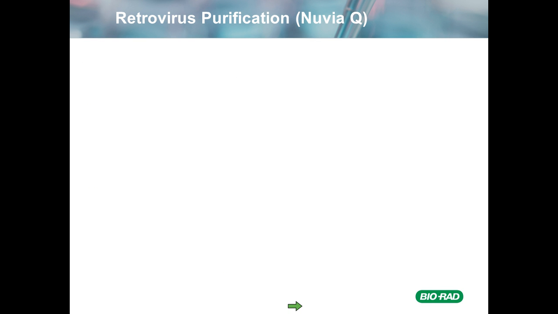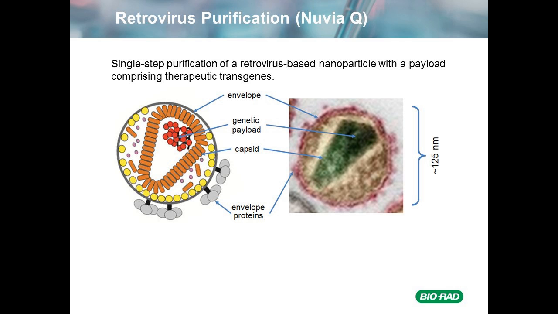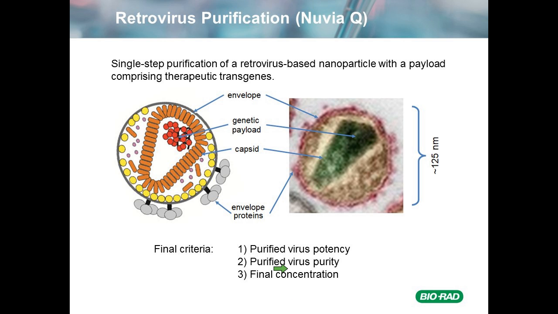Now I want to talk about a retrovirus purification on Nuvia Q. I can't go into a lot of details as to what it is, but what was wanted was a single-step purification. And this is a schematic showing what the retrovirus looks like with the payload in here, and this is an electron micrograph showing pretty much the same thing. And what they were looking for was purified virus potency, purity, as well as final concentration.